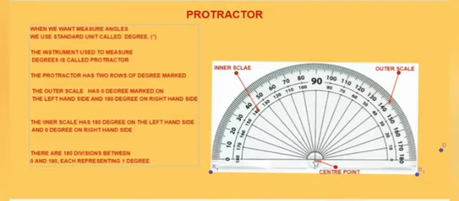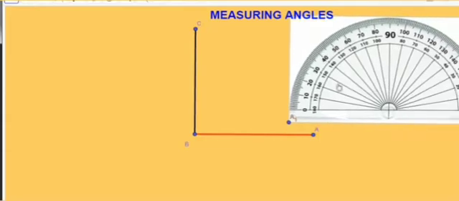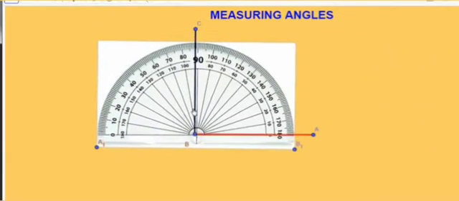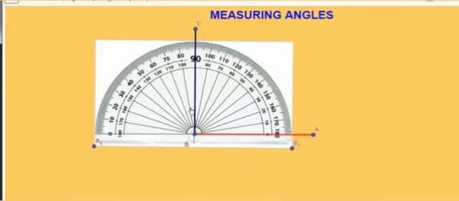Clear? And this is the center point of the protractor, and this is our inner scale and this is our outer scale. Clear? Okay. How to measure angles? We know that the instrument to measure angle is the protractor. Here angle ABC is given. To measure angle ABC, we have to take the protractor and keep the center of the protractor on the vertex B.